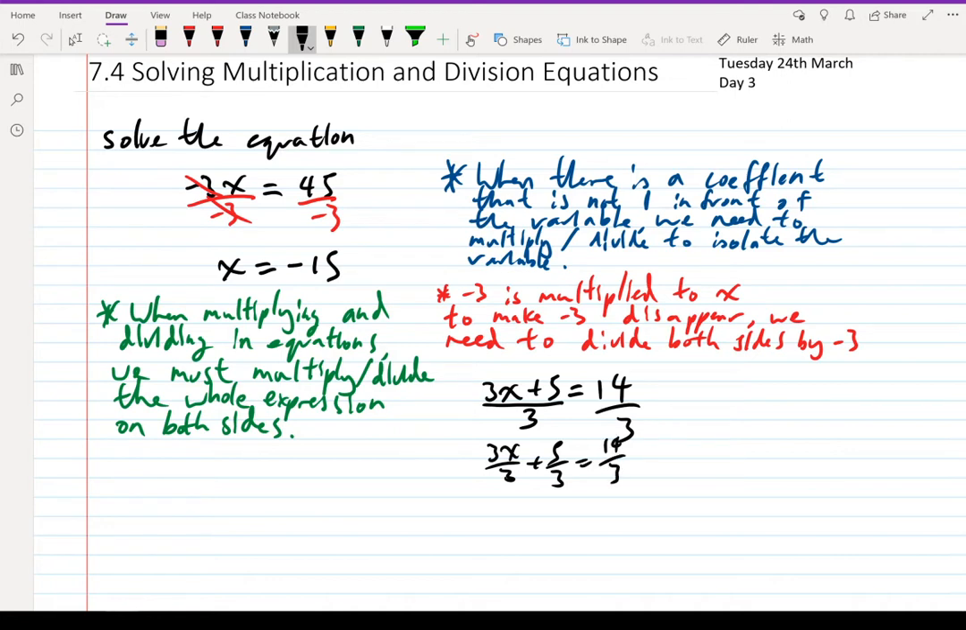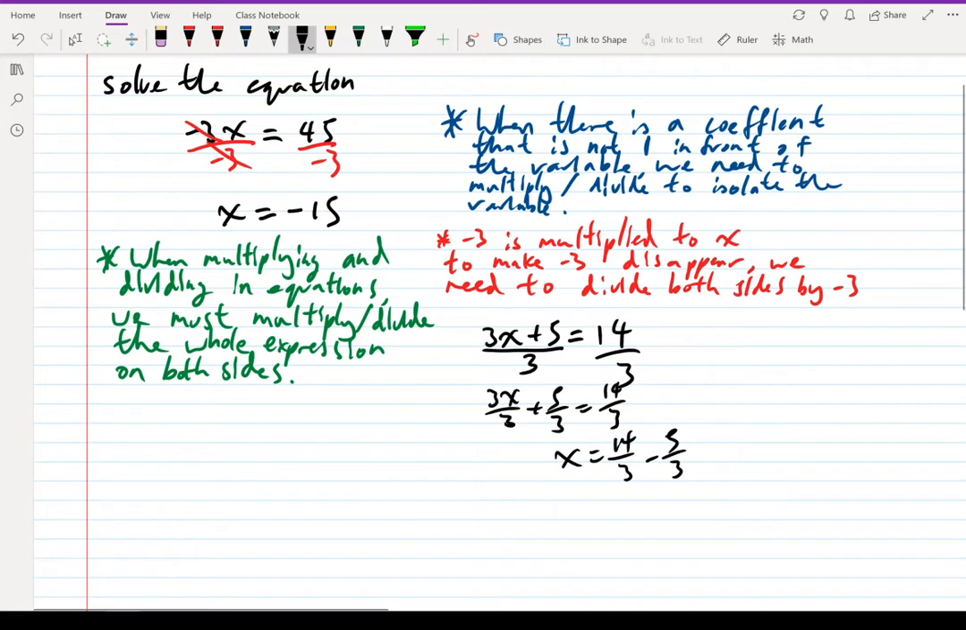In the end, 3x over 3 becomes x, and then we can move the 5 over 3 to the other side. So x is equal to 14 over 3 minus 5 over 3, and in the end we get 9 over 3, which is 3. So it will still work. But we need to make sure that if we do want to multiply or divide as the first step, it needs to be applied to the whole expression on both sides.